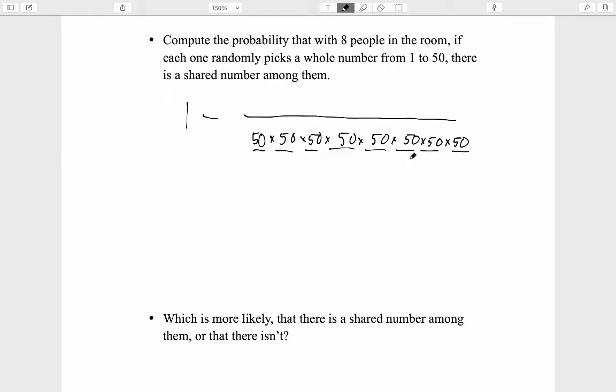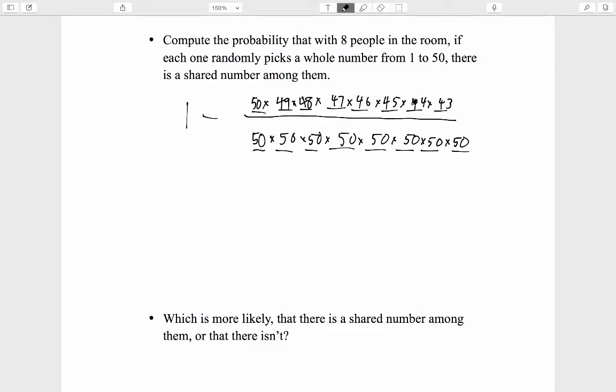It is an 8-stage experiment. If we have 8 stages in the denominator, we should have 8 stages in the numerator as well, because that's what the experiment is. As in the birthday problem, there are 50 ways that person number 1 could pick a number, such that the outcome still counts towards the event in question. There are 49 ways that person number 2 could pick a number in light of how person number 1 has already picked. And so on down the line.